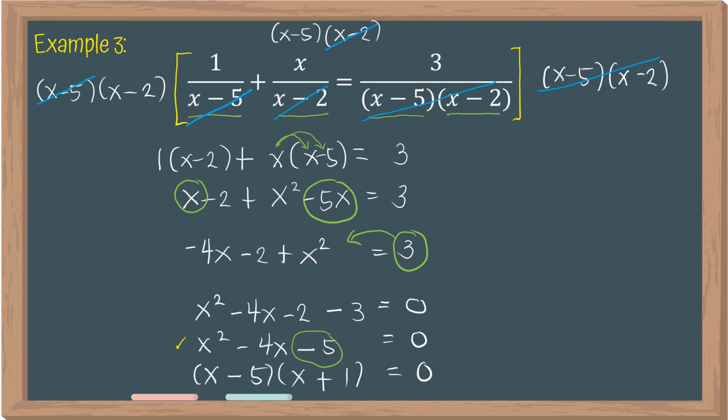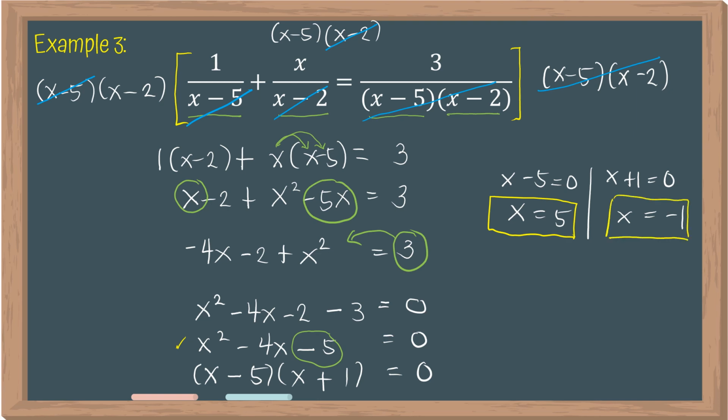Okay, so to find the value of x, we can equate both factors to 0. So x minus 5 is equal to 0, as well as x plus 1 is equal to 0. So solving for x will be equal to positive 5, and x will be equal to negative 1. So we have two values for x. We have 5, and we have also negative 1.